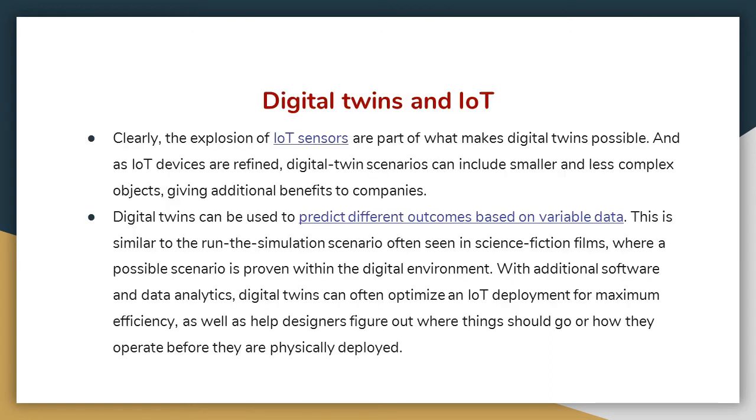Digital twins and IoT. Clearly, the explosion of IoT sensors is part of what makes digital twins possible. And as IoT devices are refined, digital twin scenarios can include smaller and less complex objects, giving additional benefits to companies. Digital twins can be used to predict different outcomes based on variable data. This is similar to the run-the-simulation scenario often seen in sci-fi films.